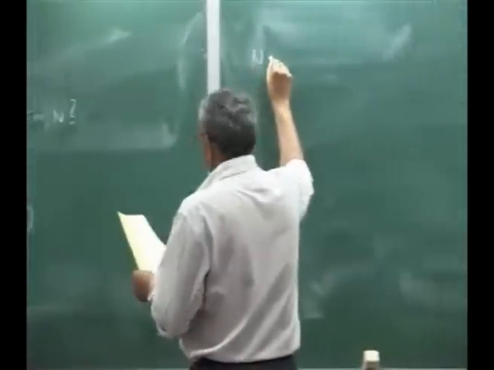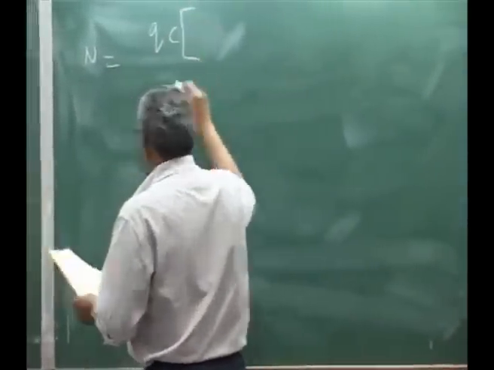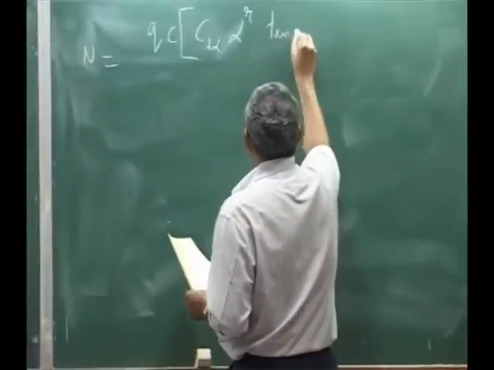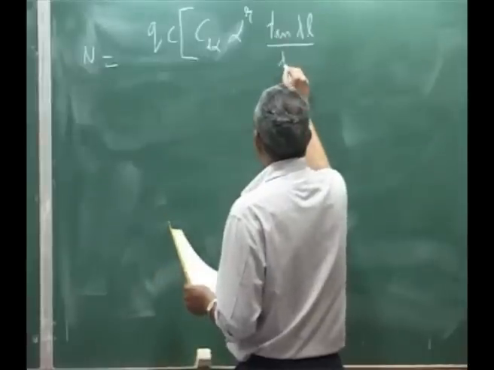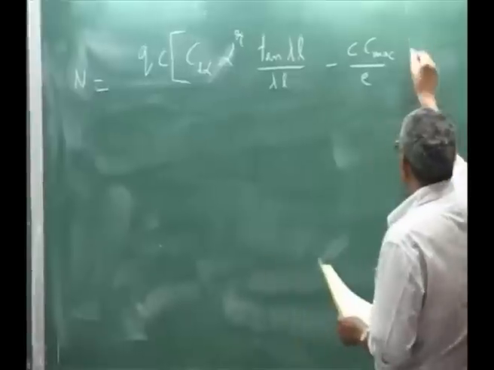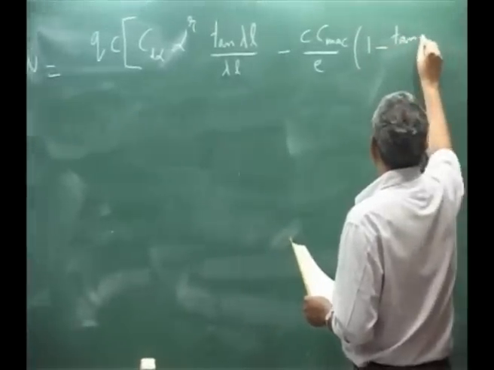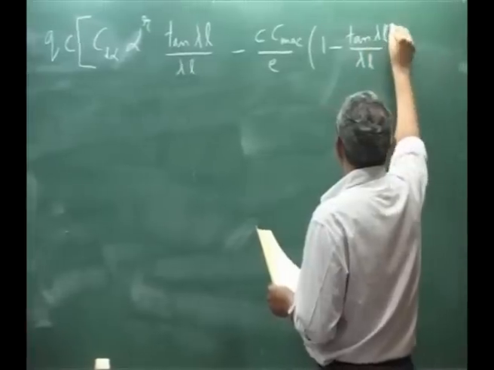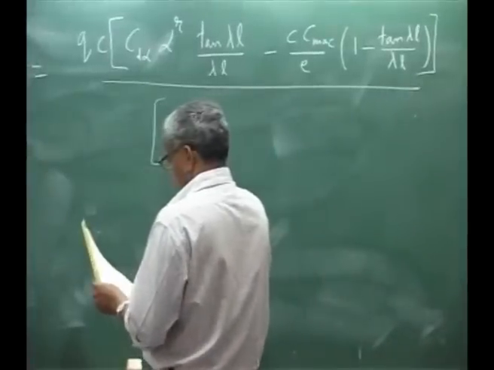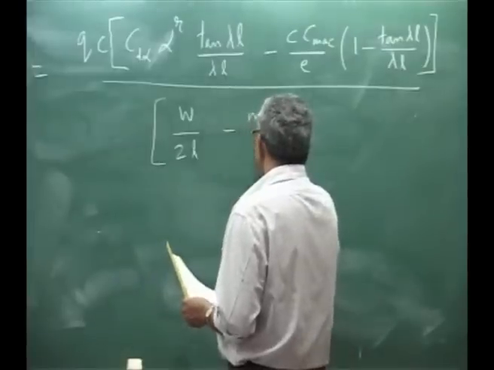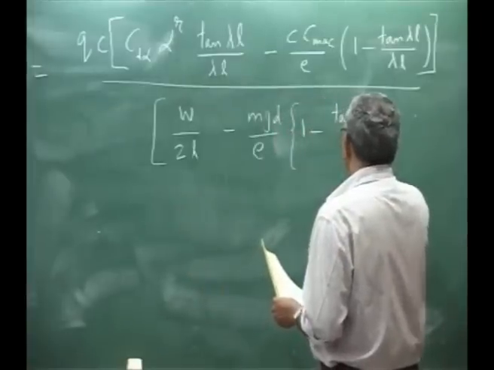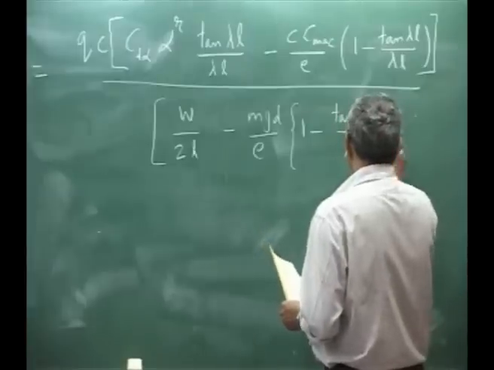This is becoming n equals Q C CL alpha alpha r tan lambda L over lambda L minus C CM AC over E into 1 minus tan lambda L over lambda L, divided by W over 2L minus M G D over E 1 minus tan lambda L over lambda L.